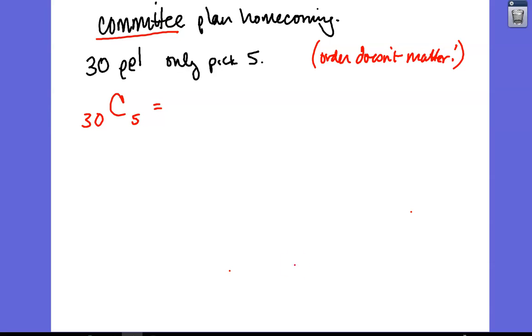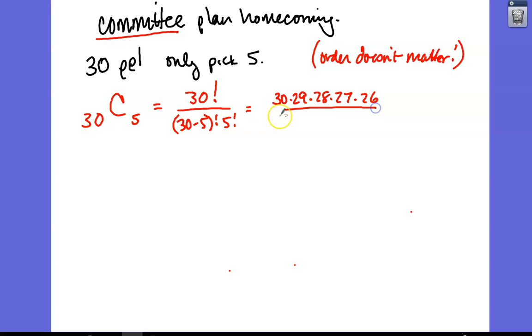Okay. So I could do that longhand, which is 30 factorial over 30 minus 5 factorial, 5 factorial. This would cancel out after 25, so 30, 29, 28, 27, 26, and then I'd still have the 5 factorial. This is if you wanted to do it by hand. You certainly do not have to. You could simplify it. Your calculator will do it just fine.